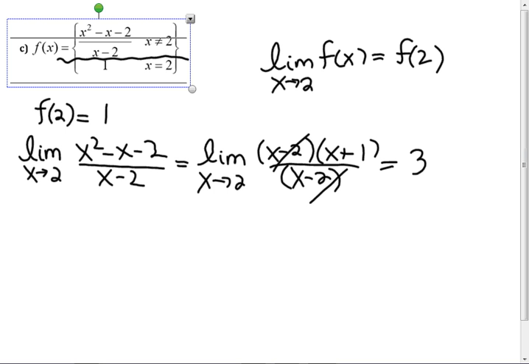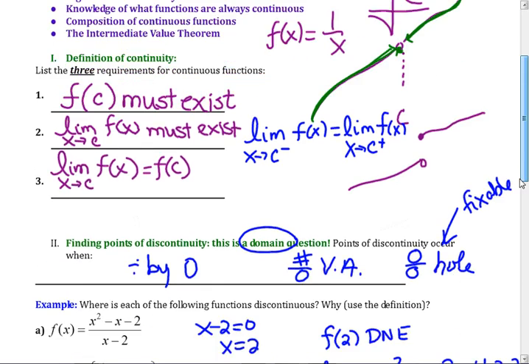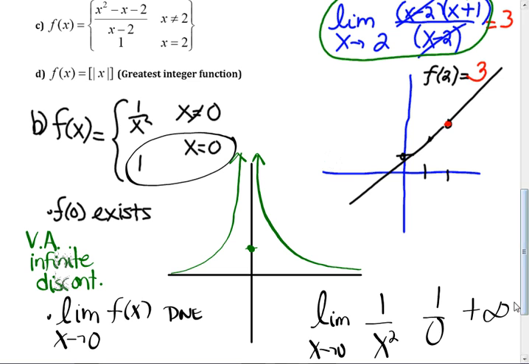If they had put a 3 in here, we'd be fine. If they had done this, then you'd say it's continuous because it fixed the problem. The graph looks like x plus 1, and we actually did it. I'm going to go back. We did it over here, didn't I? It's this graph right here.